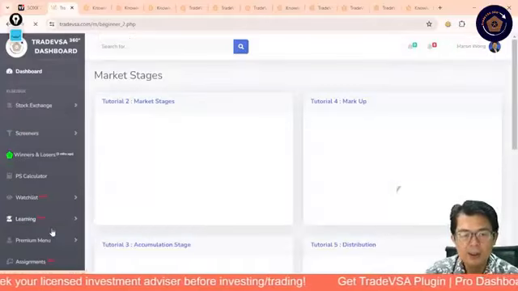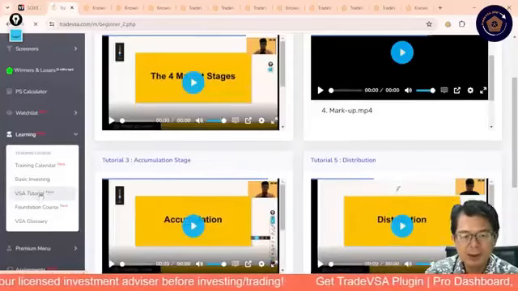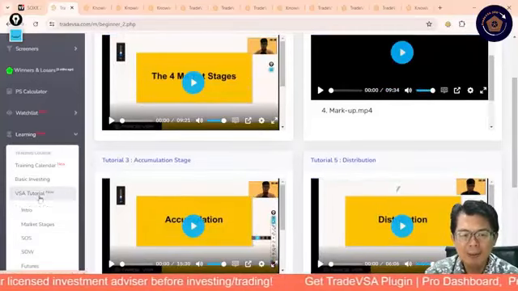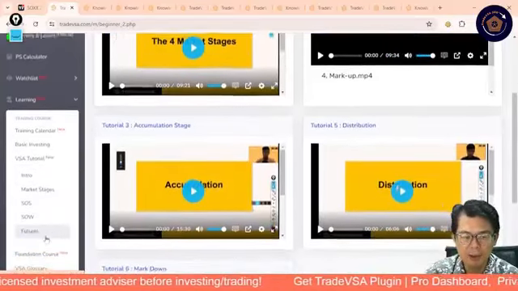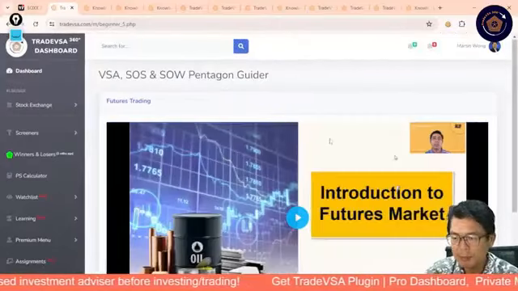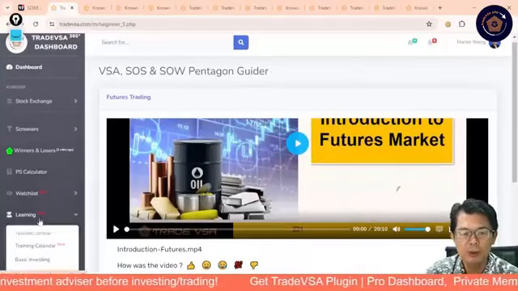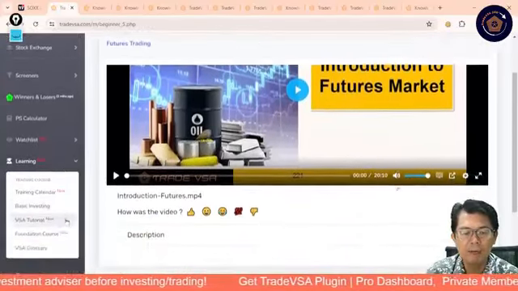Then we have the market stages. All right, then this is the one that you see, and it's pretty much the same thing that you need to do. All right, then we also have one segment on futures trading, which some of you may be interested in, if you want to trade futures. We also have that one too. So that's the kind of support that we're doing.